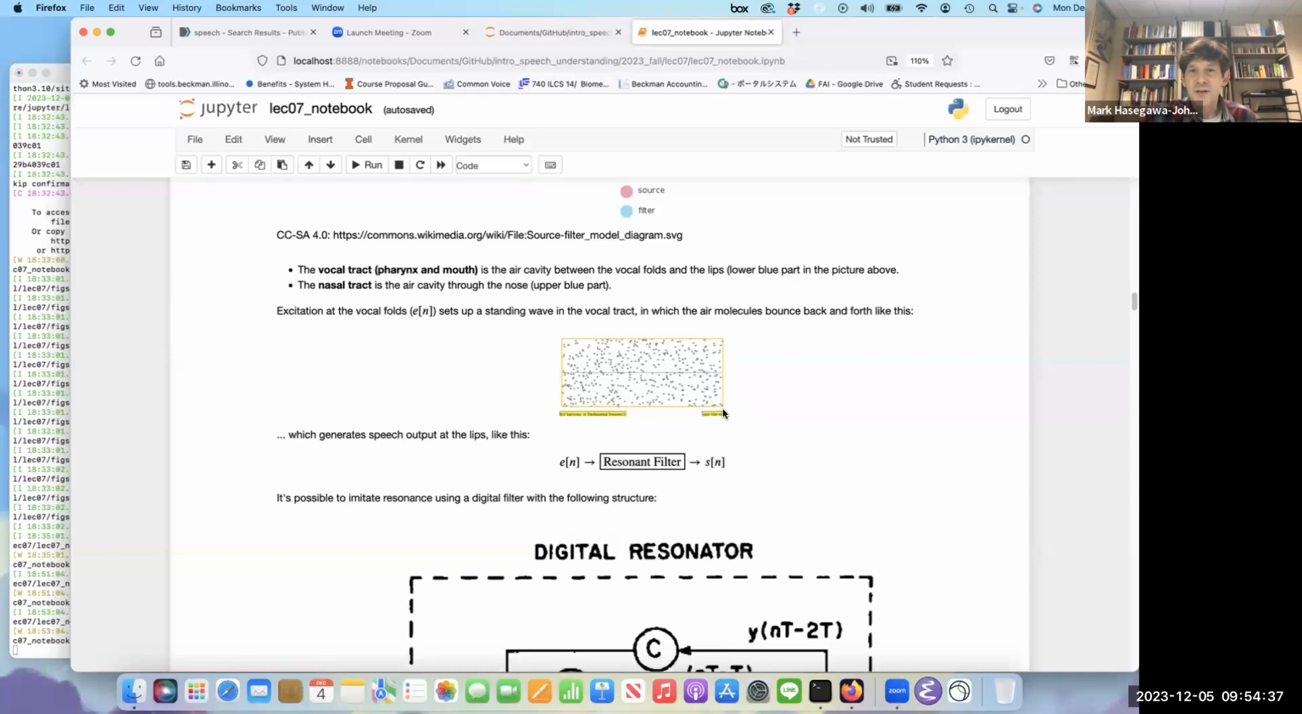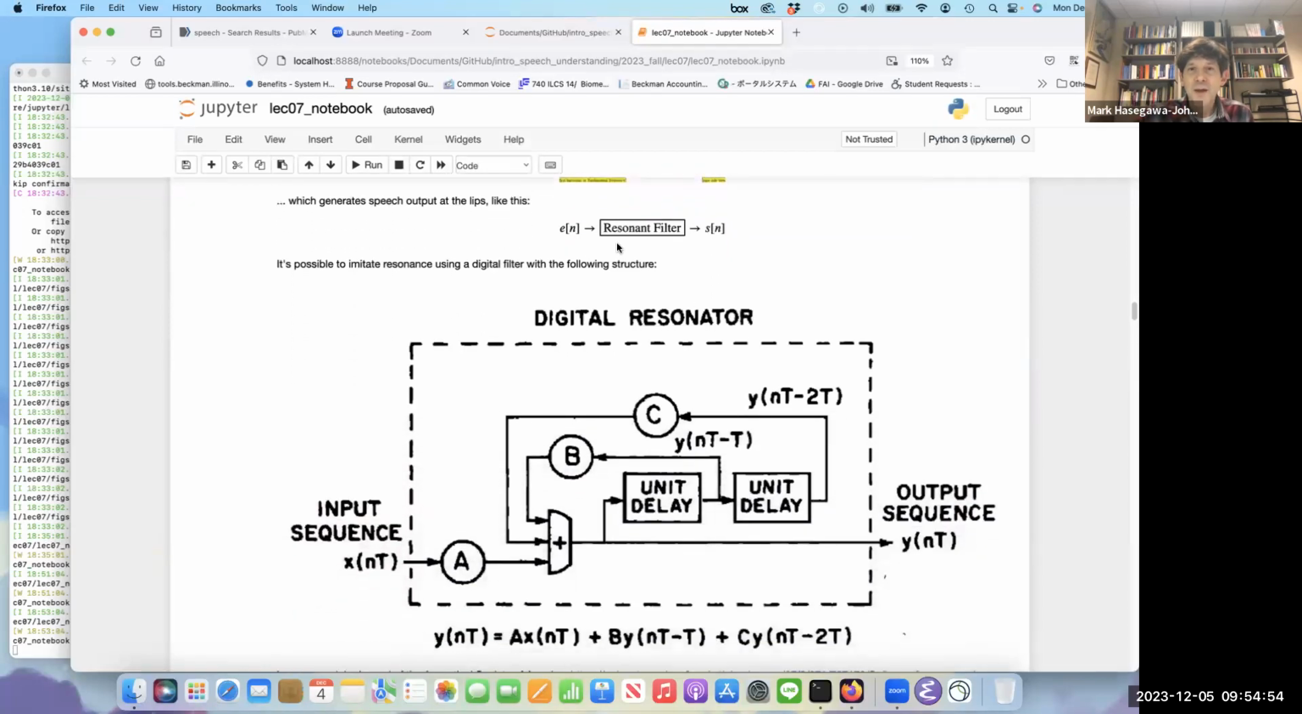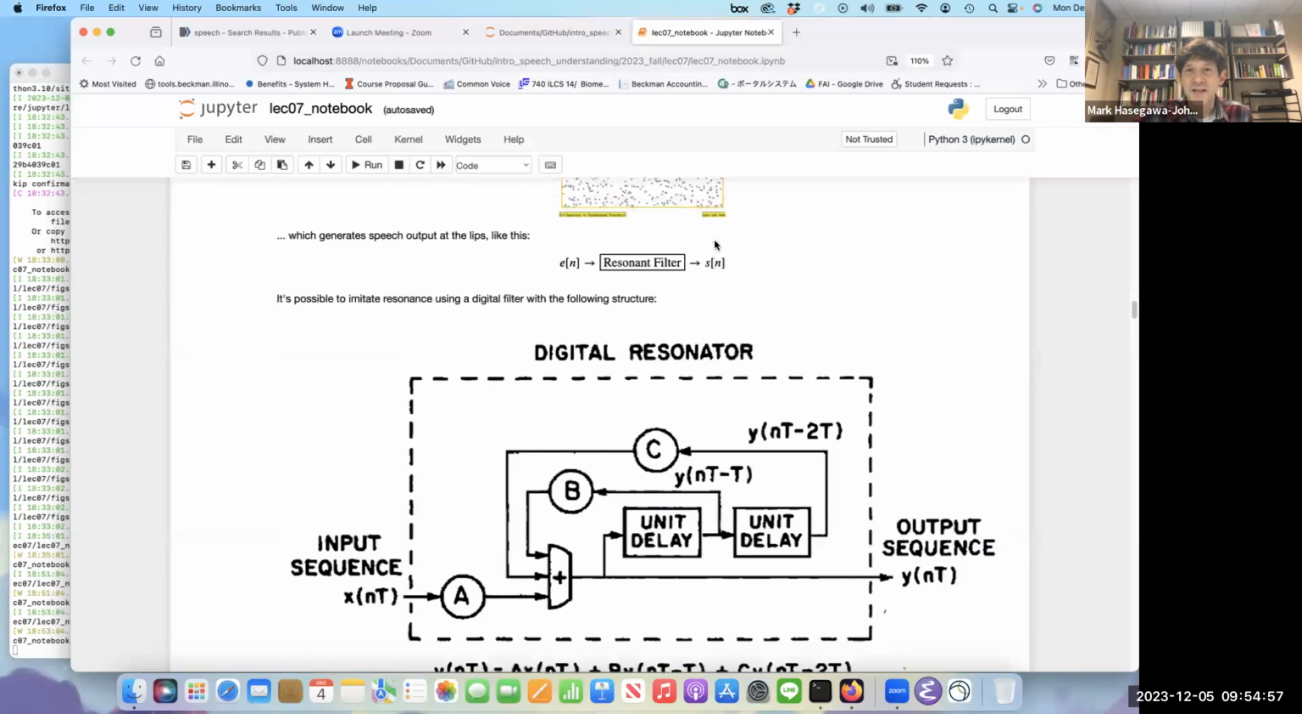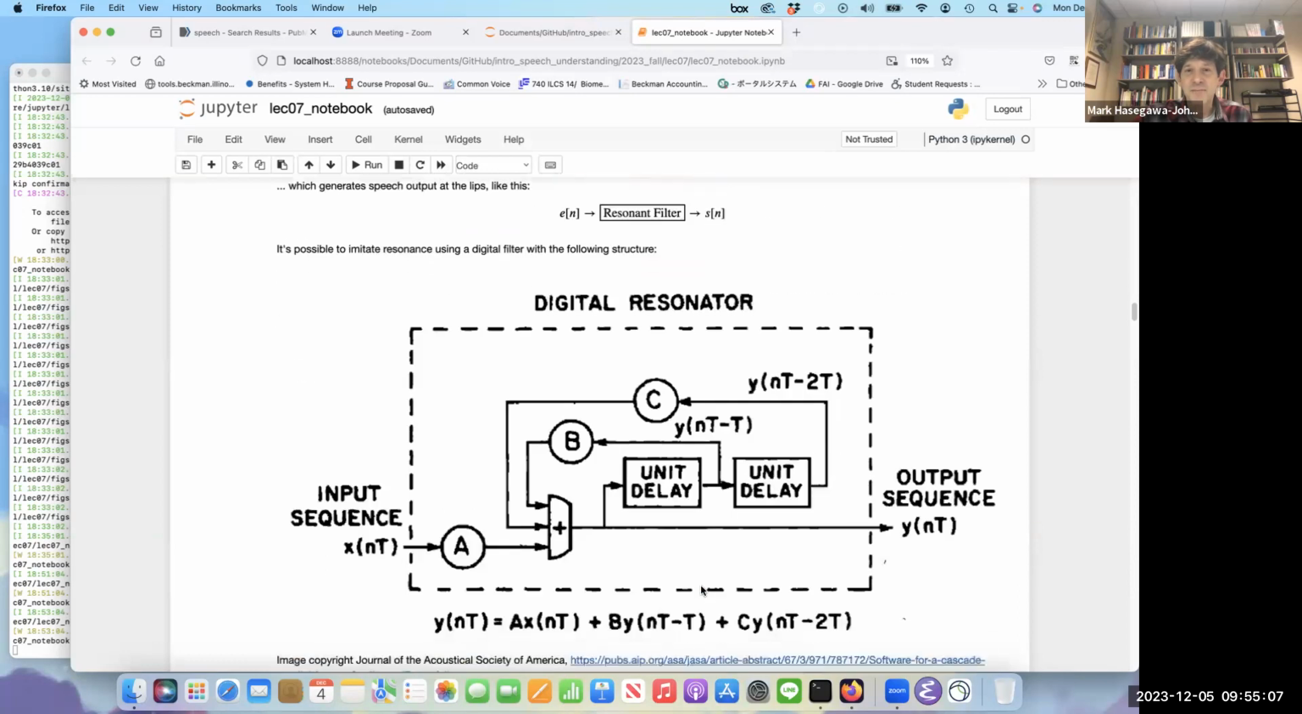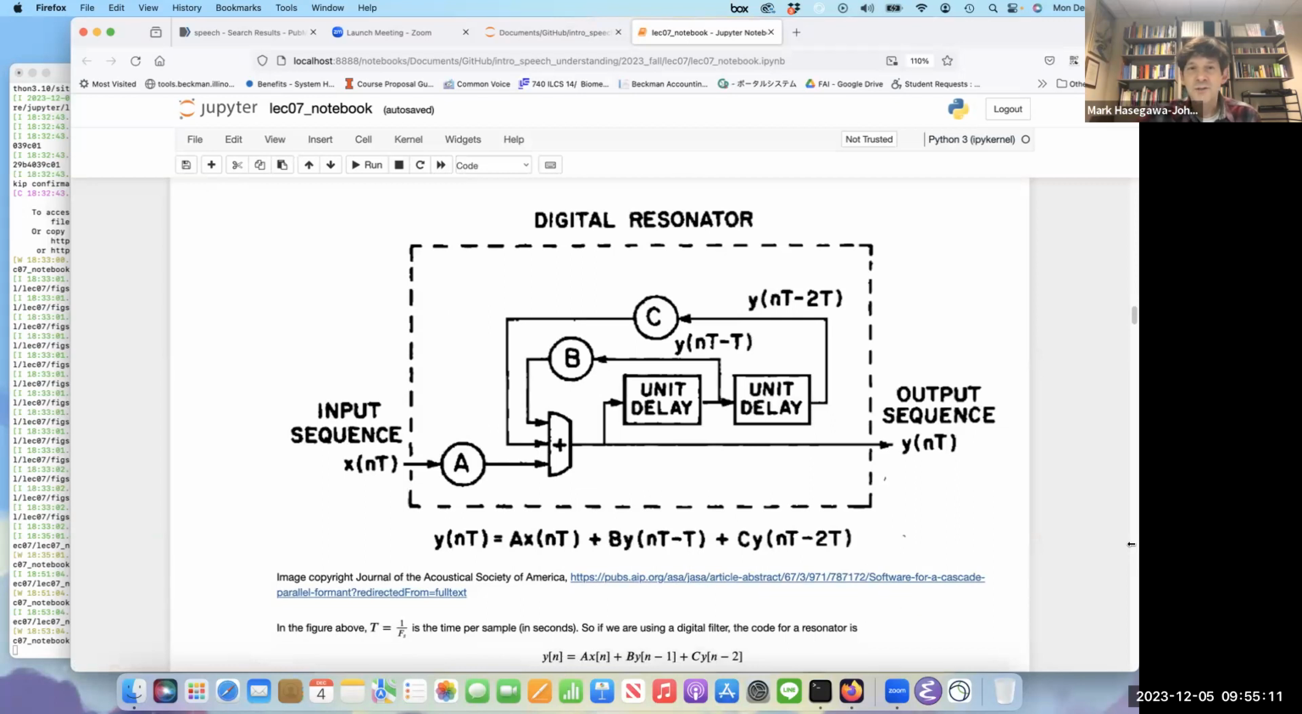And you can see that this entire pattern can only take place at one frequency. It takes place at a frequency which is related to the speed of sound divided by the length of the vocal tract. It's actually the speed of sound divided by twice the length of the vocal tract. So we have this resonant filter that changes E of N into S of N. The speech that comes out from the lips has been filtered by this resonance. And so the part of that excitation which is at this frequency becomes emphasized. And we can model that on a computer using the circuit that's shown here. The output sequence, Y of N times capital T, is equal to the input sequence plus a delayed copy of the input sequence plus a doubly delayed copy of the input sequence.